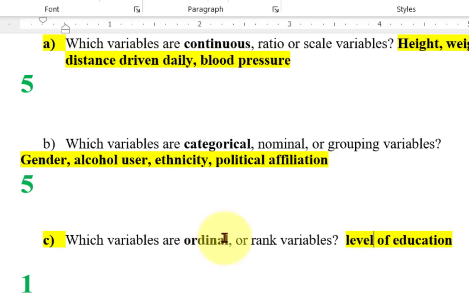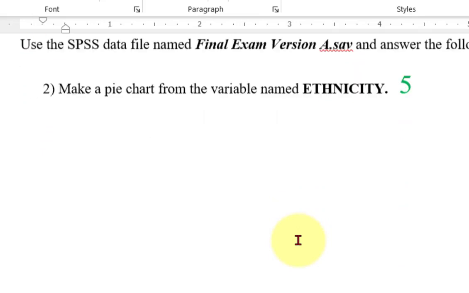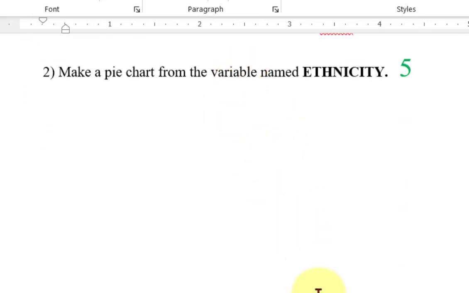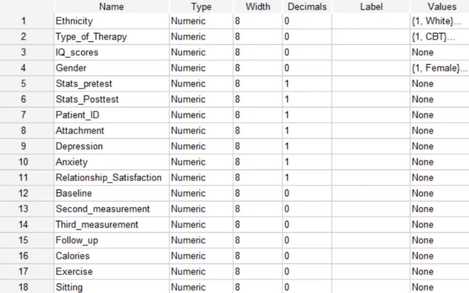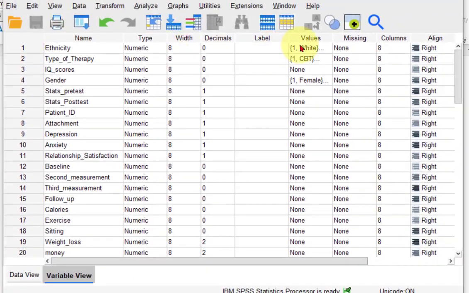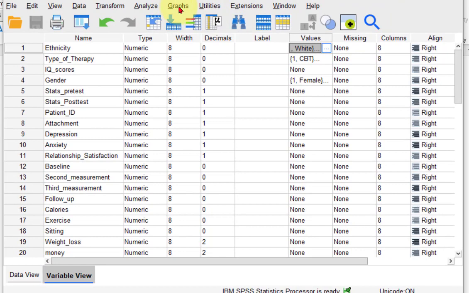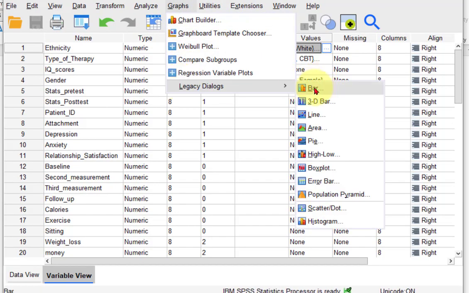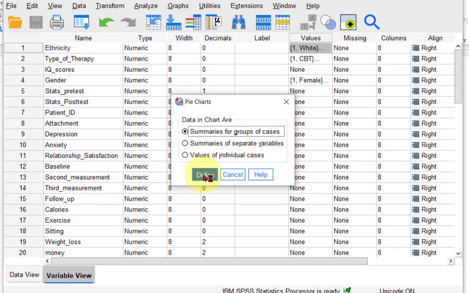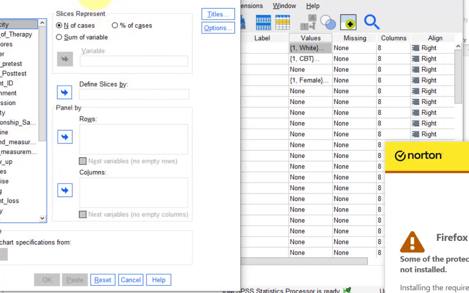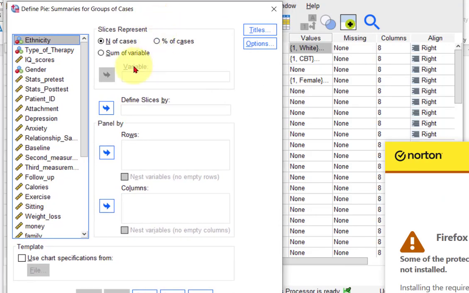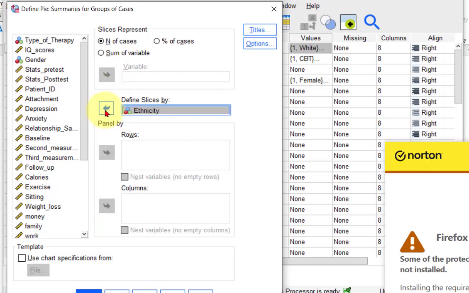Okay, so number 2, we're going to make a pie chart from the variable name ethnicity. So we're going to pull up our SPSS. And there's ethnicity right at the top. Let's see what we're talking about here. We got 1, 2, 3, 4, 5, 6 groups. Cancel. I'm just going to go here, Legacy. What am I looking for? Pie chart. And summaries. And get in there, you. Boom. And I want to find the slices by ethnicity.